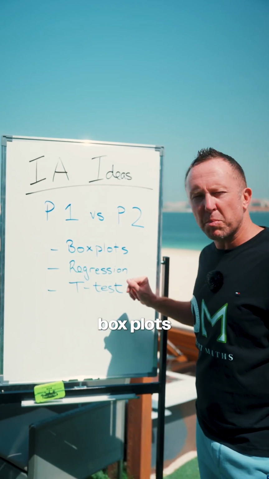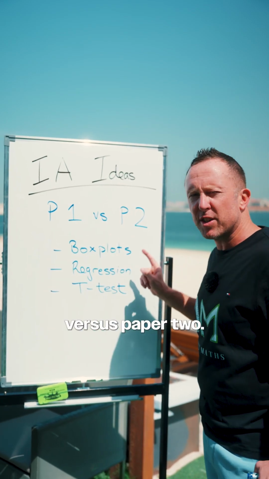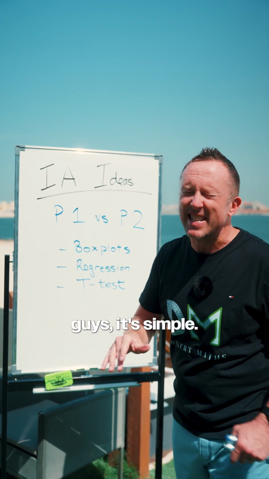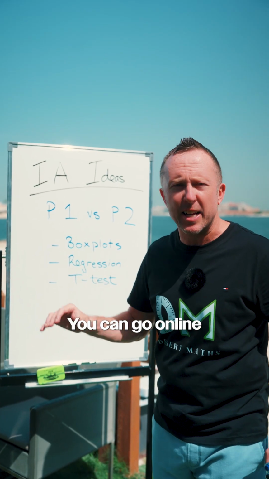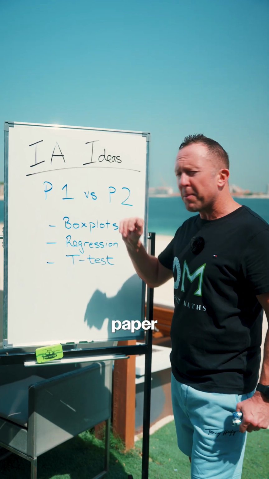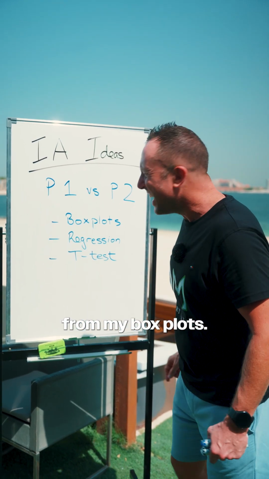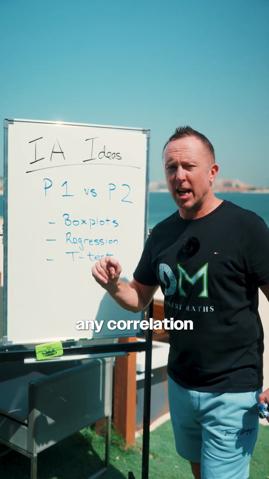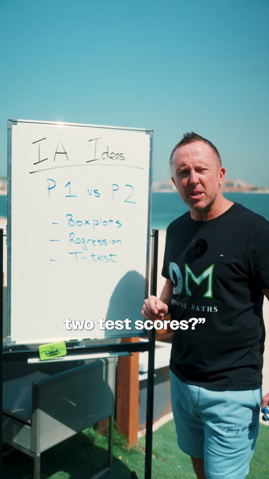She used box plots to compare paper 1 versus paper 2. Box plots, guys, it's simple. You can go online and make them. They look great in an IA. So she looked at it and said, oh, paper 1 definitely looks better from my box plots. Let's see, was there any correlation between paper 1 and paper 2 test scores?